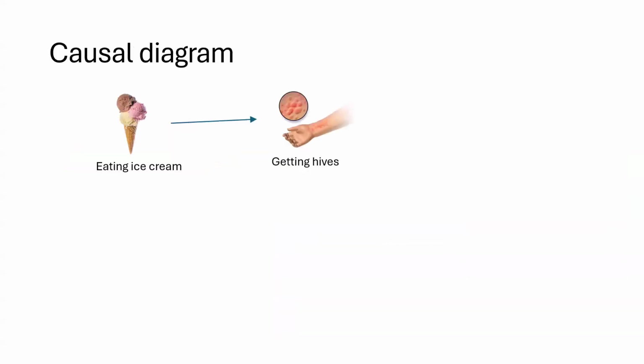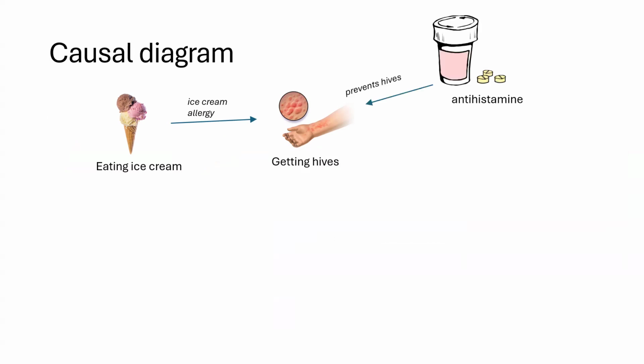So this sort of table I could convert to a diagram. So let's say in this causal diagram, I have my treatment, let's say, eating ice cream, and my outcome, developing hives. And that causation is caused by my ice cream allergy.